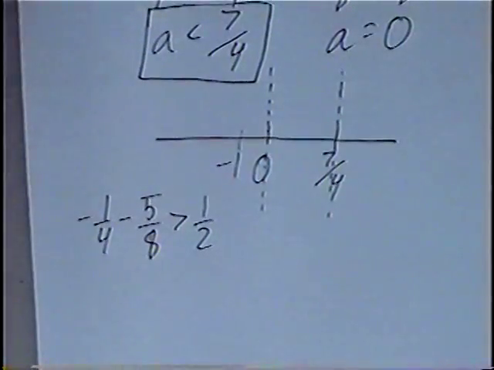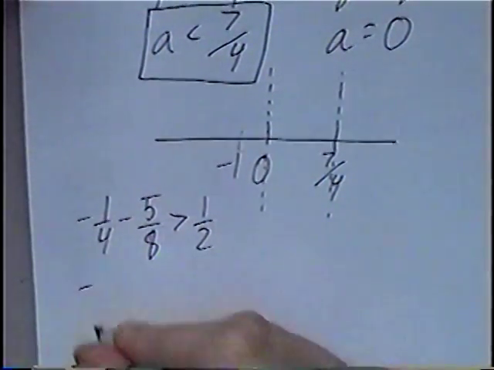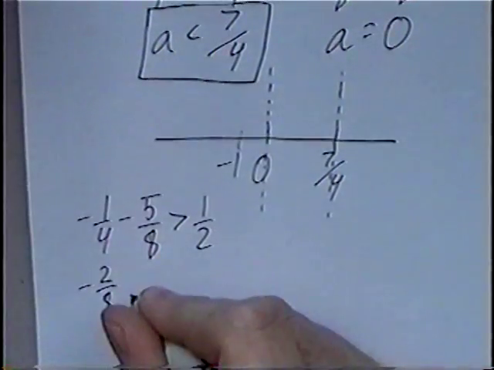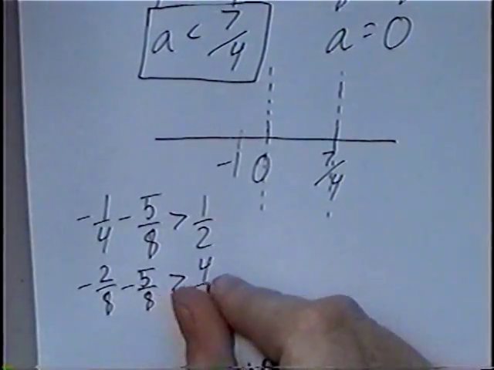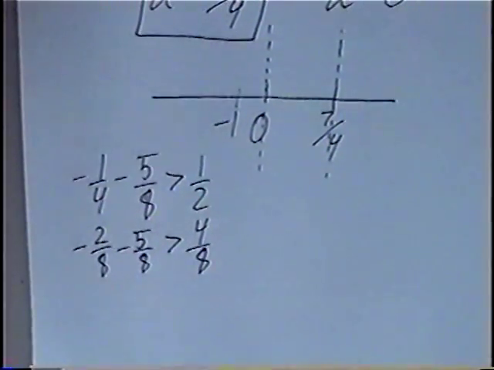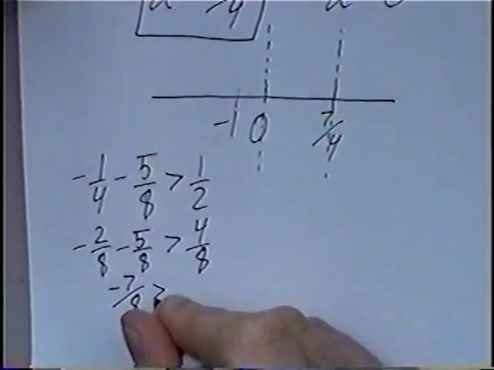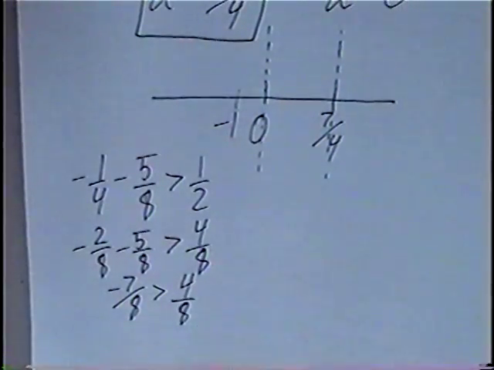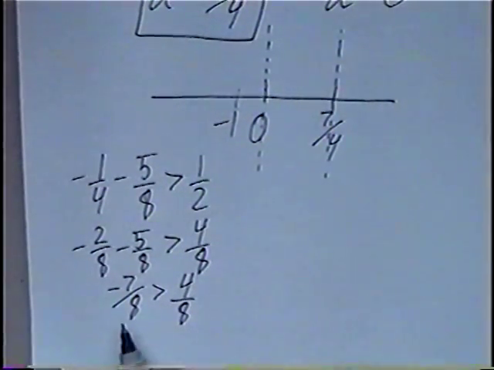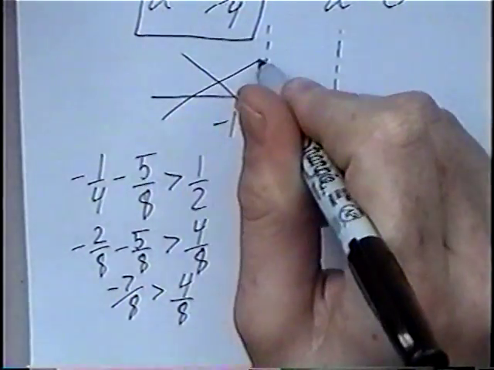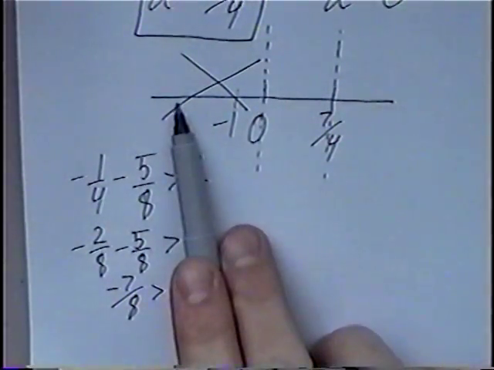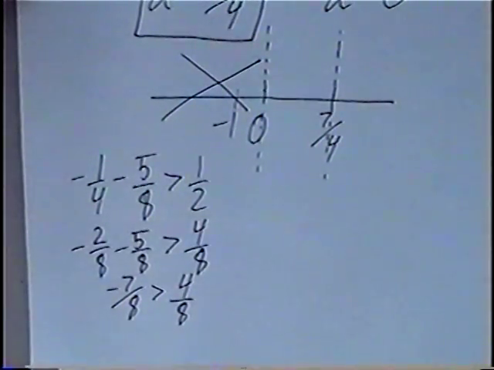Simplifying this, or getting common denominators, we can change the first fraction into -2/8 minus 5/8 is greater than 1/2, which is the same as 4/8. -2 minus 5 would be -7 over 8 is greater than 4 over 8. This inequality is false, since a negative number, or -7/8, is not greater than 4/8. So looking back at our number line, the left-hand side we can cross off, which means none of the numbers less than 0 will work for this solution.